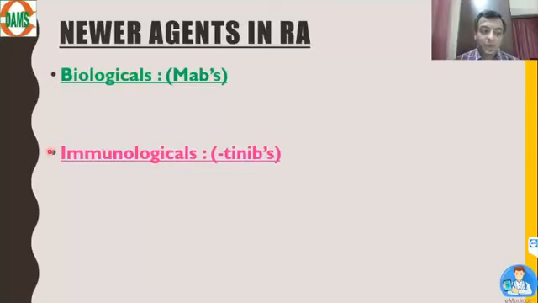And there is the group of immunologicals. Immunologicals end with the affix TNIBs. So every 6 weeks we have to look at that. What is the score? What is the disease activity? If the improvement is there, you will continue the same treatment. If activity is not controlled, then you will go to the next step. That is the treatment choice that we have.